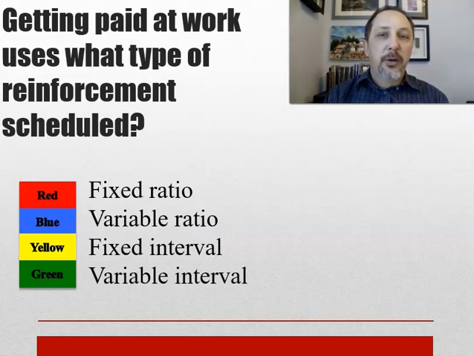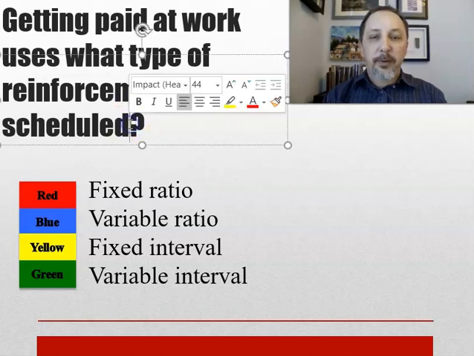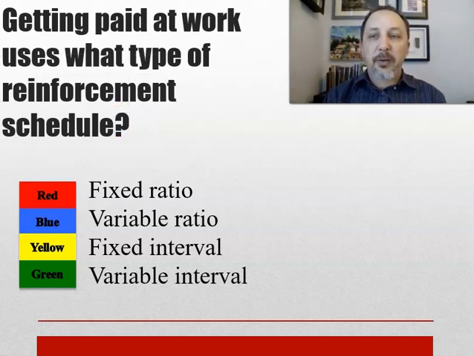Getting paid at work is what type of reinforcement schedule for most people? For most people who get a regular paycheck every 2 weeks, let's say, what type of reinforcement schedule is this? Fixed ratio, variable ratio, fixed interval, or variable interval? It's fixed interval, every 2 weeks, getting paid. How could you improve performance by changing this?